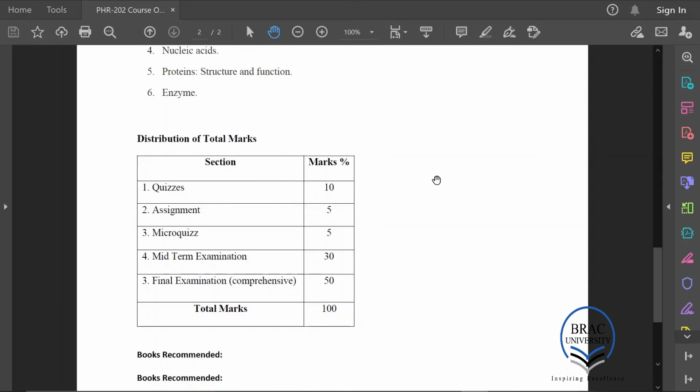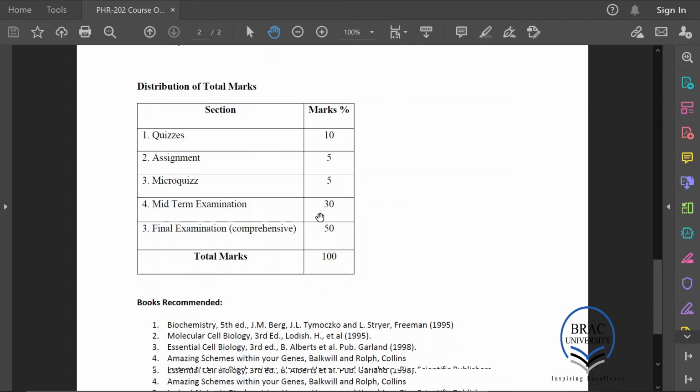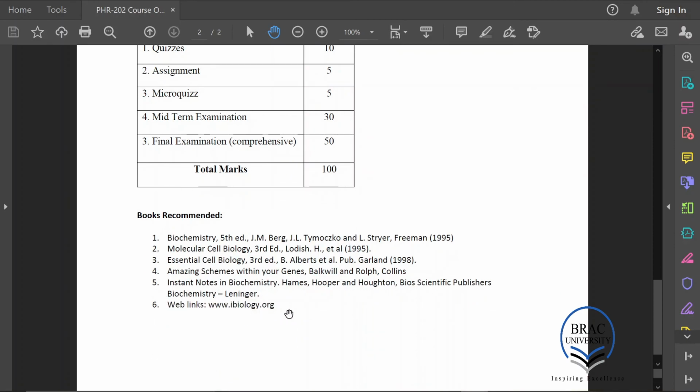For the assessment, depending on the course progress and the situation, we plan to take 4 to 5 quizzes and accumulate those in 10 marks, and we plan also 1 or 2 assignments depending on the course situation. After every lecture we will have a micro quiz. This micro quiz will account for the attendance, and as usual the midterm examination will be 30 marks and the final examination will be 50 marks. And there is a short list of reference books. Interested students, you can go through these books if you want to.